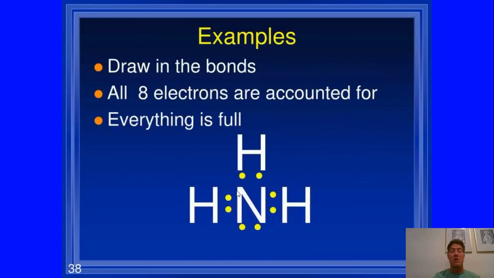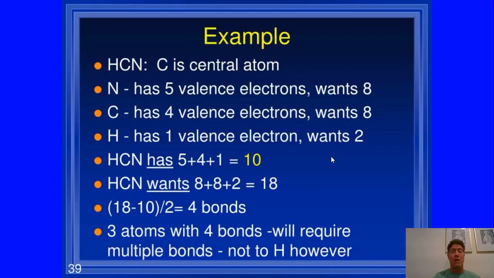We start stacking them up. So here we go. Make a bond, make a bond, make a bond, add the remaining electrons. And now everything has either its duet, if you're hydrogen, or its octet, if you're nitrogen, is full.